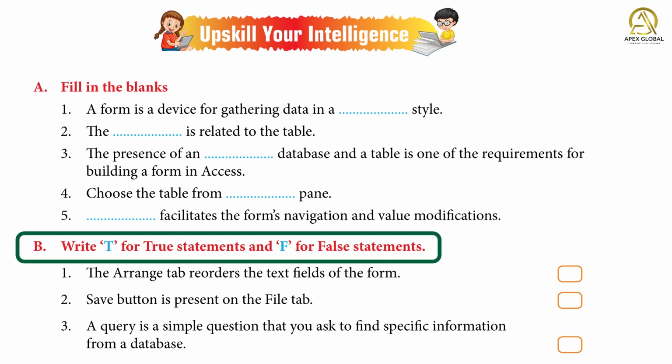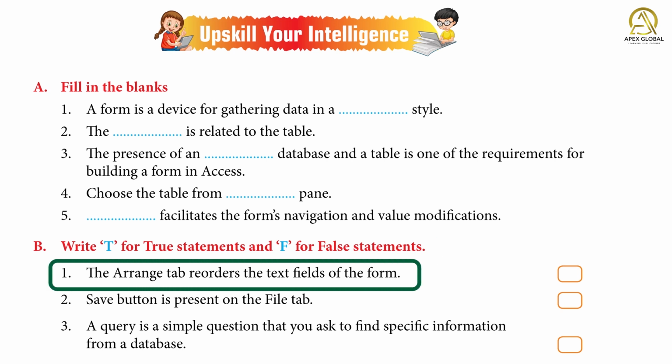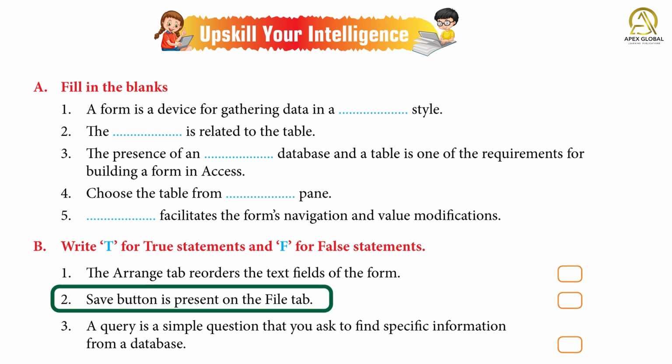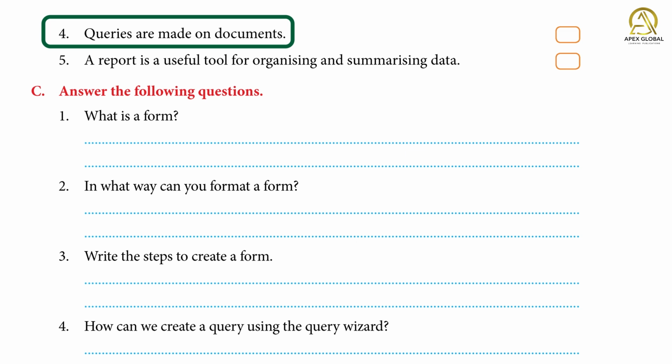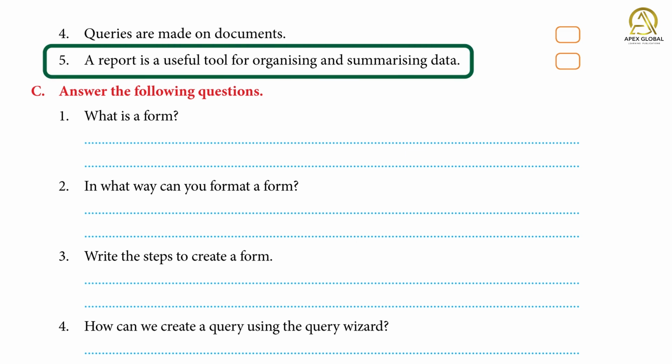B. Write T for true statements and F for false statements. 1. The Arrange tab reorders the text field of the form. Answer: true. 2. Save button is present on the File tab. Answer: true. 3. A query is a simple question that you ask to find specific information from a database. Answer: true. 4. Queries are made on documents. Answer: false. 5. A report is a useful tool for organizing and summarizing data.